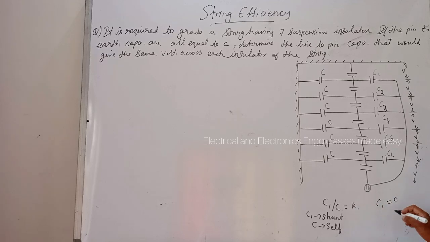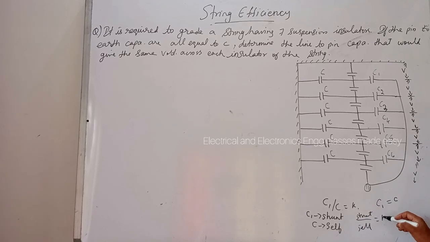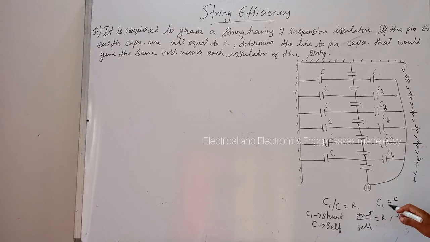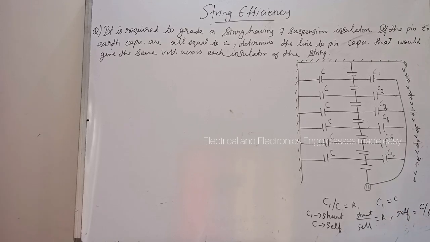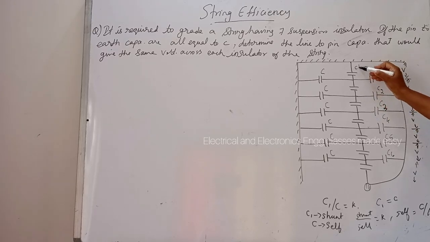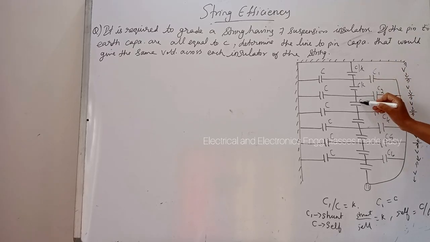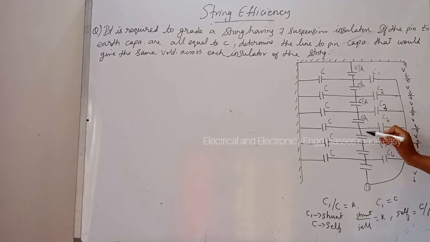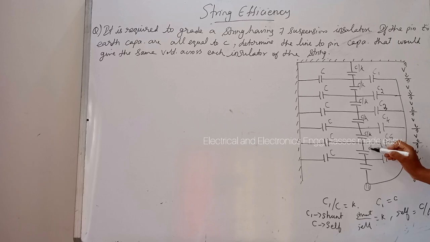So shunt capacitance divided by self capacitance is equal to K. Then what will be the self capacitance? So self capacitance is equal to shunt capacitance divided by K. So shunt capacitance is C, divided by K. So the value of self capacitance is equal to C divided by K. So all are equal to C by K.